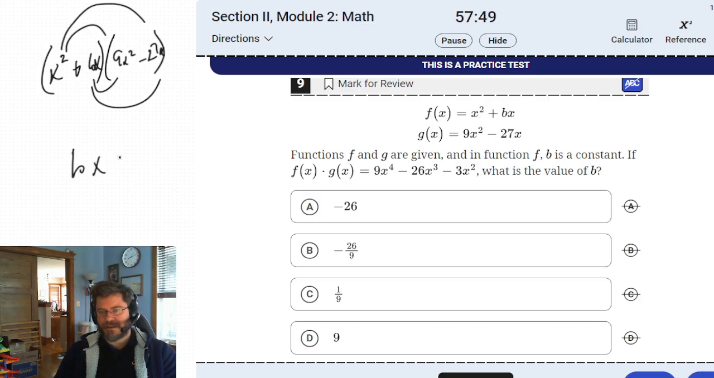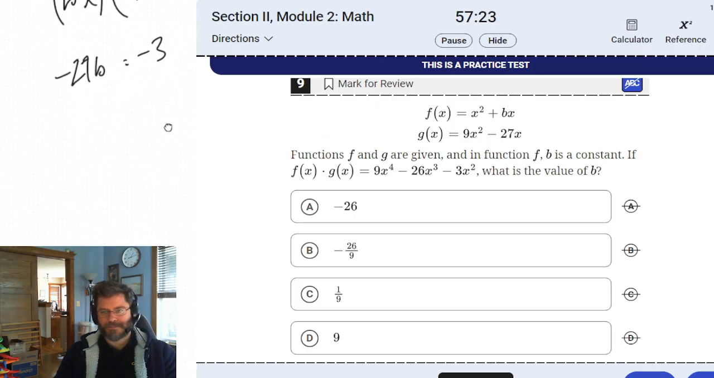Bx times -27x equals -3x squared. We can basically just ignore the x's for the purposes of this exercise because I just want the numbers. So basically -27b equals -3. Divide the -27 over.